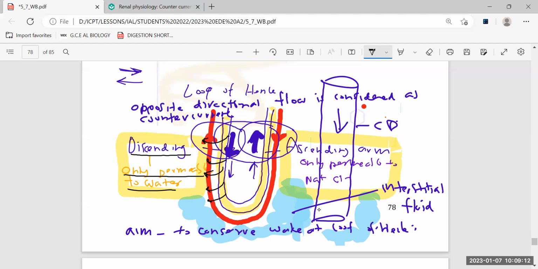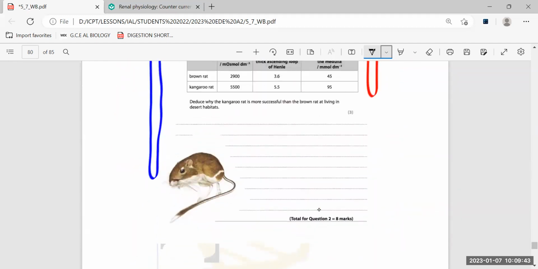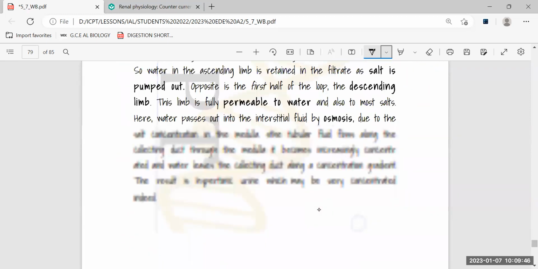And this one, ascending, it is only permeable to sodium and chloride ions. You know the sodium and chloride ions, not like water, cannot move by the passive process. It is an active process, right? So it is an active process, that means active transport. So that needs, I think, maybe I haven't done this. Okay, I will do it again.